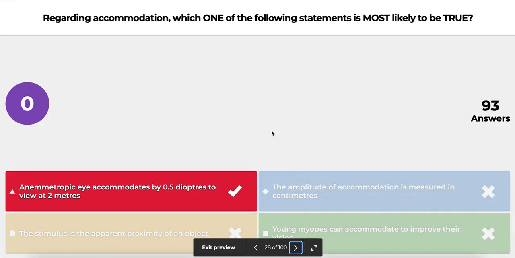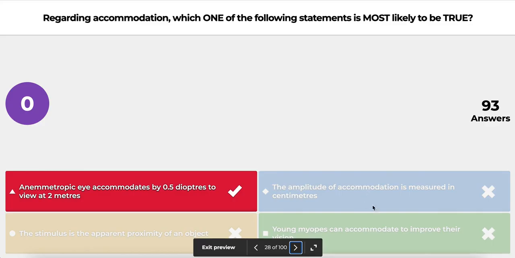So the correct answer is that the emmetropic eye accommodates by 0.5 diopters to view at 2 meters. This is the first and the basic rule of optics, which is that the power of any lens is equal to the reciprocal of its focal length. So in order for an eye to see an object at 2 meters, it needs to accommodate about 0.5 diopters.